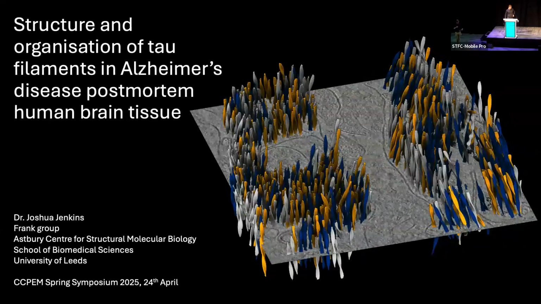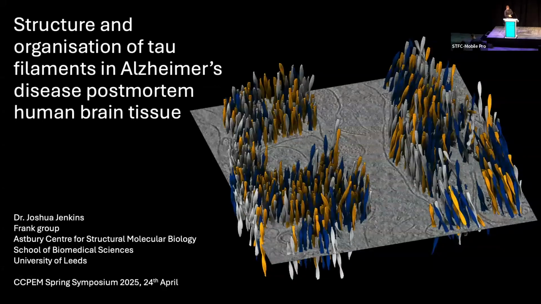Our first speaker of this session is Joshua Jenkins from Leeds. Josh did his PhD at the University of Bristol, working in electron tomography and volume EM, before doing a postdoc in Canada. Since 2023, he's been back in the UK, working as a research fellow in structural neuroscience in Renee Frank's lab in Leeds. And that's what he's going to tell us about today.